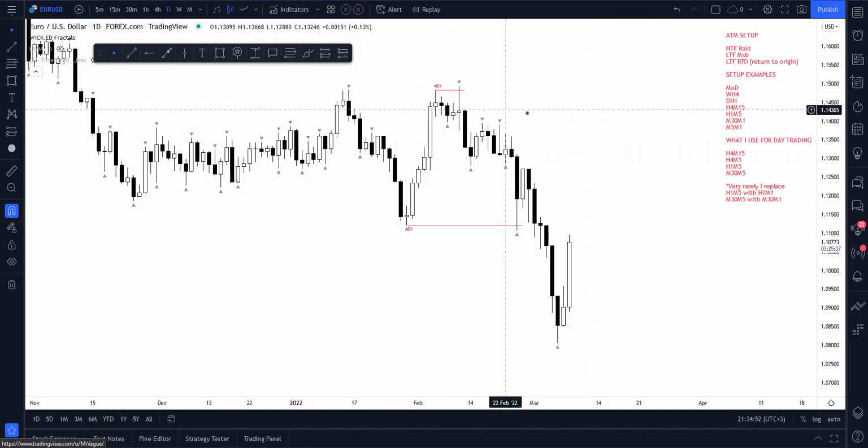Hi guys, today we are gonna talk about the ATM setup. So ATM setup is the setup that we have first a higher time frame raid, then when price closes as a red candle, after this candle closes, we go for lower time frames and look for market structure break there. Then the origin will be created at the lower time frame after the market structure break. Then we will wait for the return to origin for our entries.